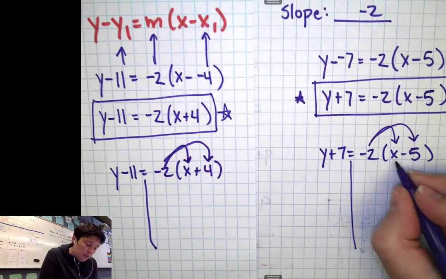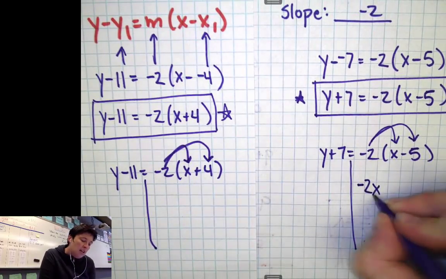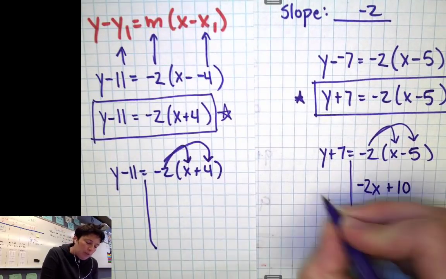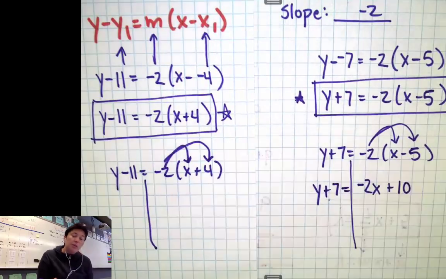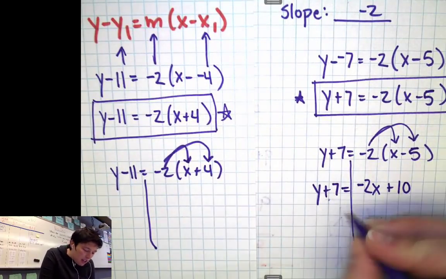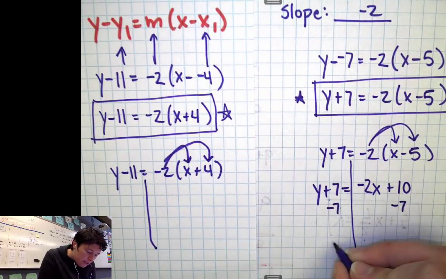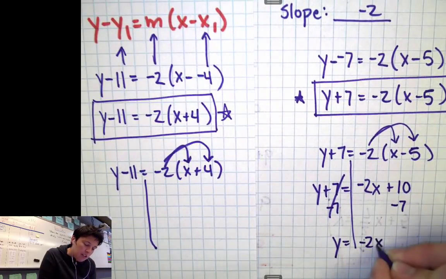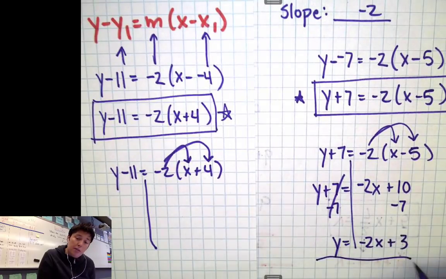So let's see, negative 2 times x is negative 2x. Negative 2 times a negative 5 is a positive 10. So we have y plus 7 equals negative 2x plus 10. Let's just take that 7 away. Let's see, the 7's gone. y is going to equal negative 2x, and then 10 minus 7 is 3. There's my y equals mx plus b.